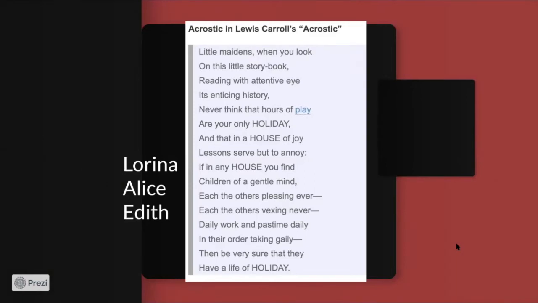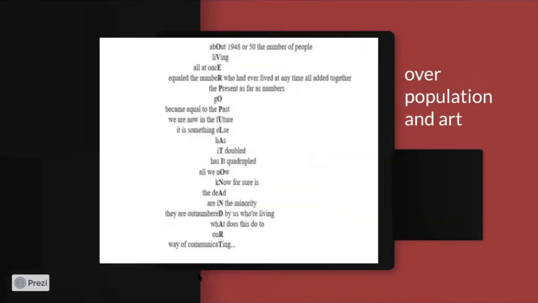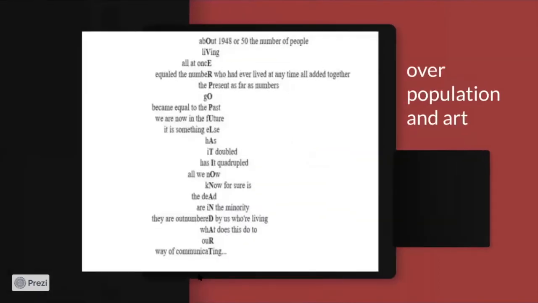And his poem says, "Little maidens, when you look on this little storybook, reading with attentive eye." So if they really were reading with attentive eye, they would notice that their names are spelt out along the left-hand side of this poem. This poem, called Overpopulation in Art, actually has the acrostic going down the middle, and the lines are all jumbled up and created so that overpopulation is down the middle and it's bolded.